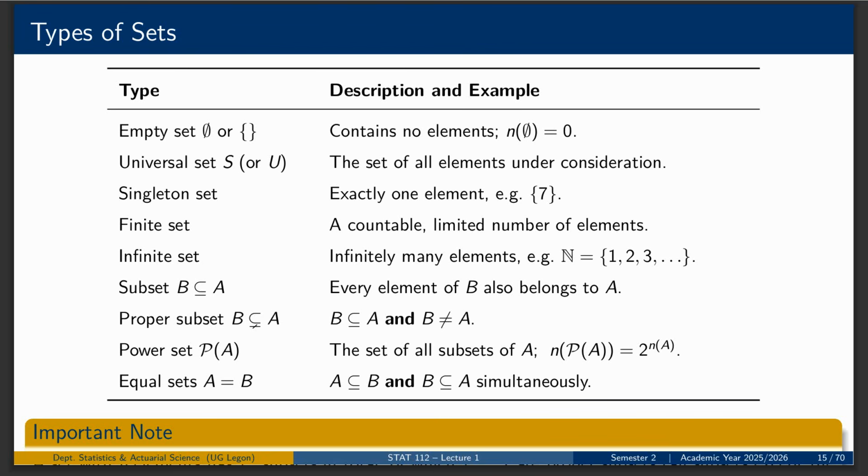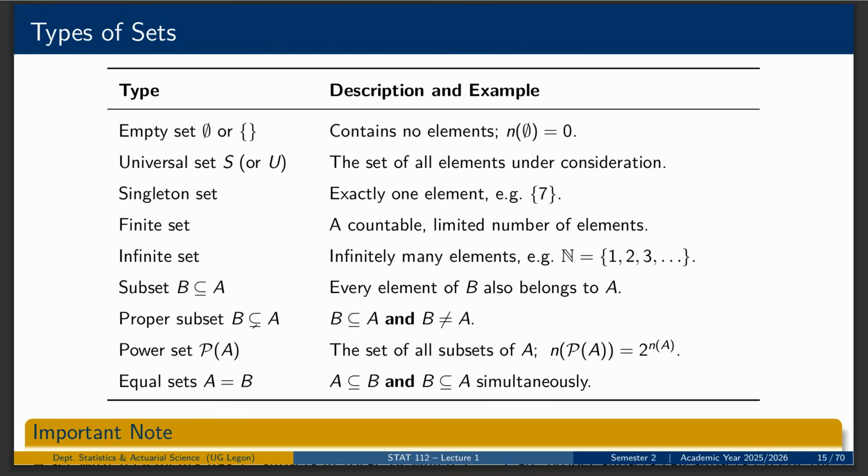Subset: the one on the left-hand side is a subset of the one on the right-hand side, that is, B is a subset of A. Then it means that every element in B can be found in A, but not vice versa. The proper subset should be that B should not be equal to A. In other words, B should contain fewer elements than A. Then the power set is the set of all subsets of A.